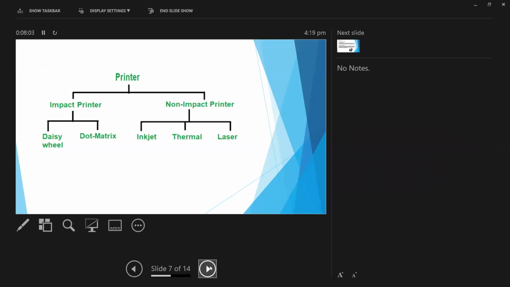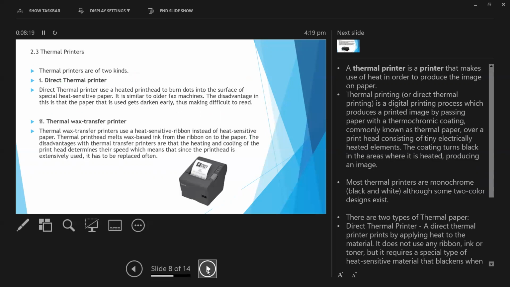So in general, the printers are divided into two, impact and non-impact. Some examples of impact printers are daisy wheel and dot matrix. Non-impact printers include inkjet, thermal, and laser. Let's have a look at this in more detail.